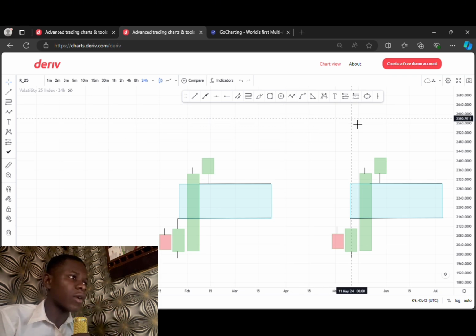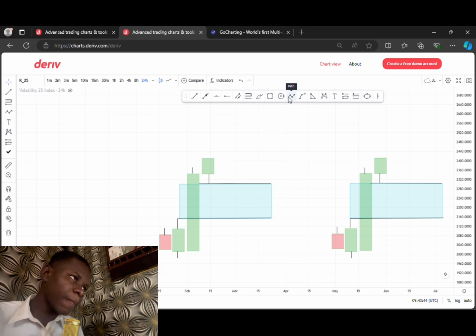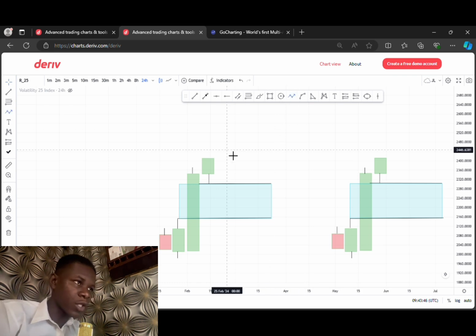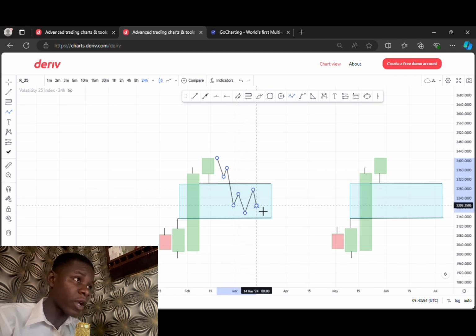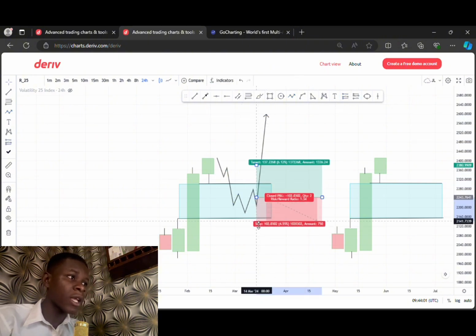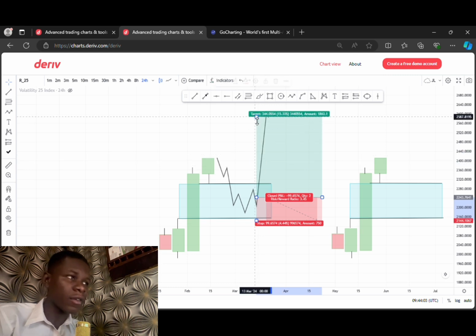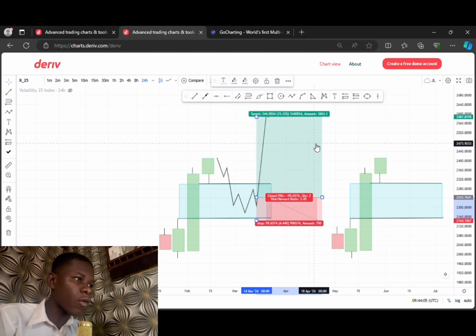Now in the fair value gap, what we're looking for is we expect price to come into the fair value gap, and then we look for a possible buy setup. We look for a way to buy all the way to the upside, and this is the simple way fair value gap works.